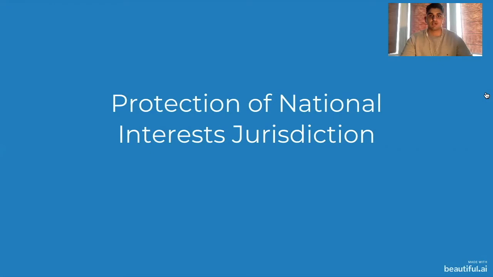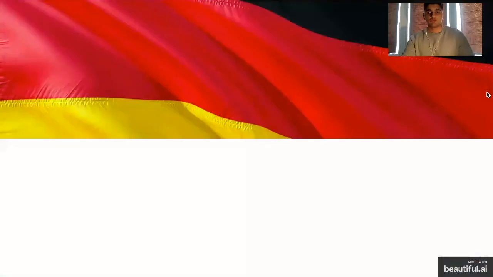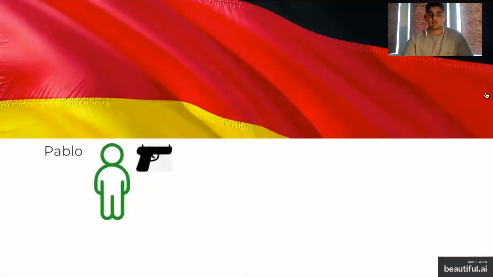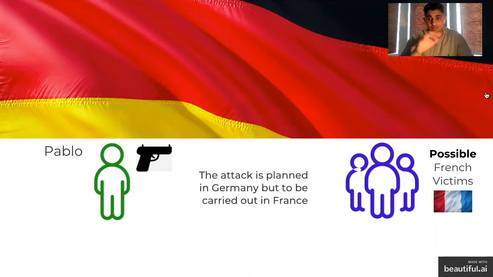The third type of jurisdiction we're going to look at is protection of national interests. Jurisdiction based on protection of national interest. This is where a state has a right to prosecute individuals where it is in its national interests to do so. So again, we're in Germany. Here's Pablo. This time Pablo has the gun. He is planning an attack to shoot possible French victims in France. Now, the attack is planned in Germany, but it's to be carried out in France. Classic terrorist attack. Pablo is a terrorist.